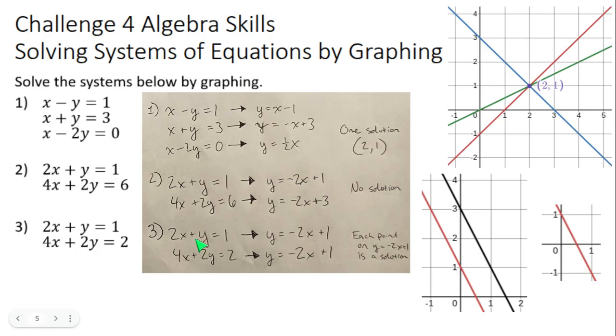Well, if these two equations represent the same line, then they have an infinite number of solutions, namely every point on this line that they share. So each point on the line y equals negative 2x plus 1 is a solution, okay? If you end up getting the same exact equation when solving for y and getting things in slope-intercept form, or via some other method, if you get the same equation twice over, you would express your answer as each point on the specific line is a solution.